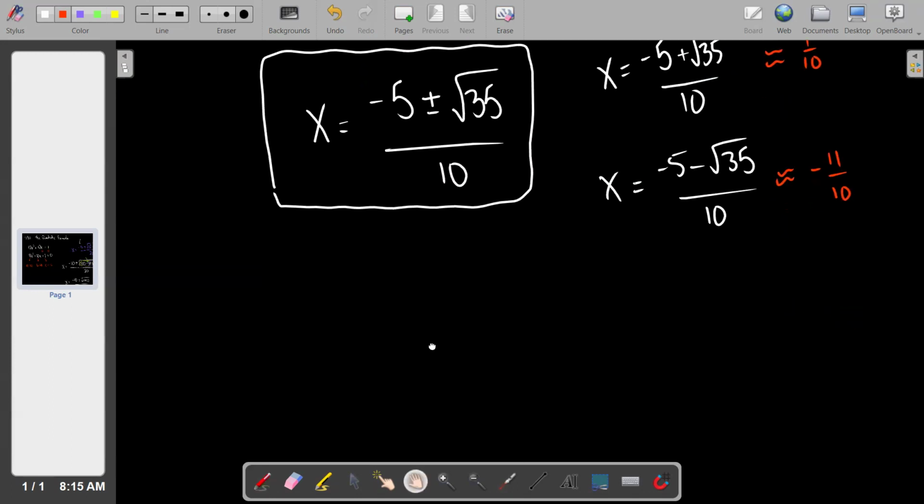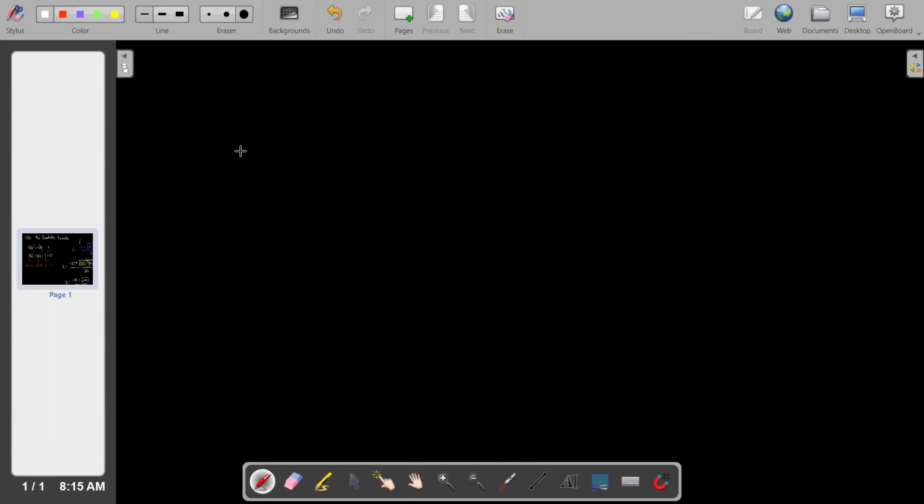Let's go again, round 2. So this time we're going to have 6x squared equals -2x plus 6. What is step 1? I would accept 2 answers on this.